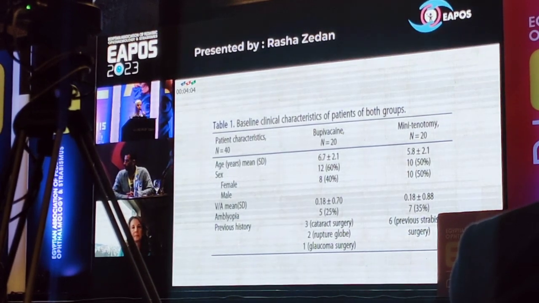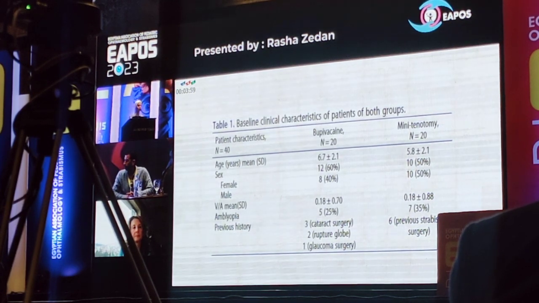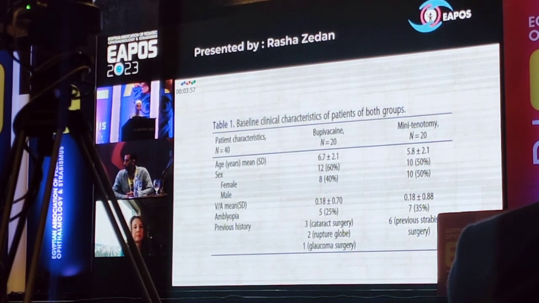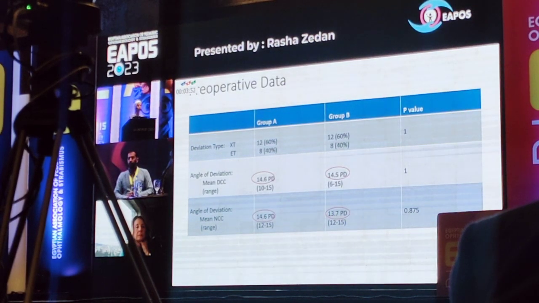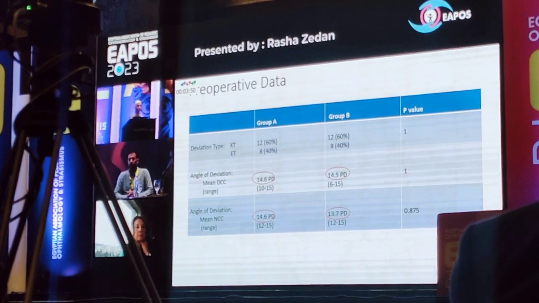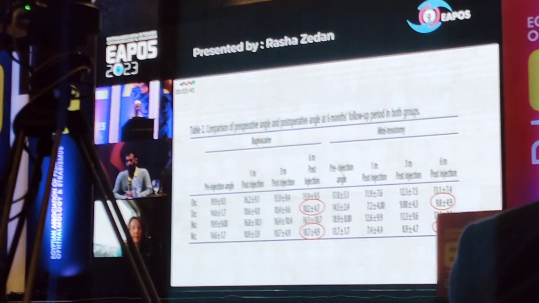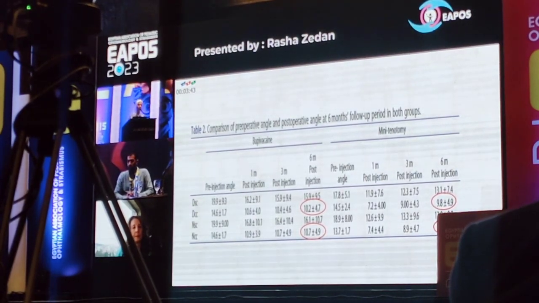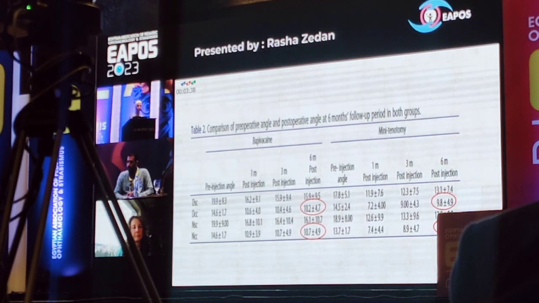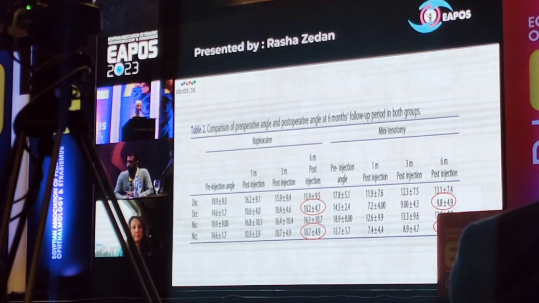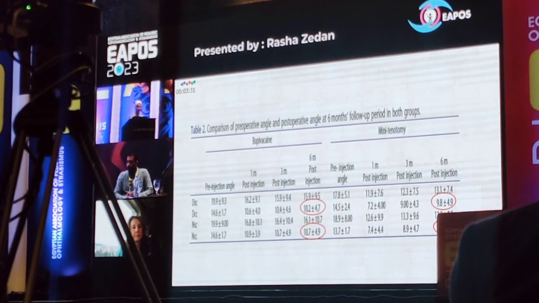Previous surgery was not a contraindication, so we did have patients who had previous strabismus surgery, cataract surgeries, or glaucoma. The mean angle of deviation for near and far for both groups was the same, about 14 to 15 prism diopters. Regarding the angle at 6-month follow-up, we can see that both distance and near for both Group A and Group B were corrected to about 10 prism diopters at 6 months.